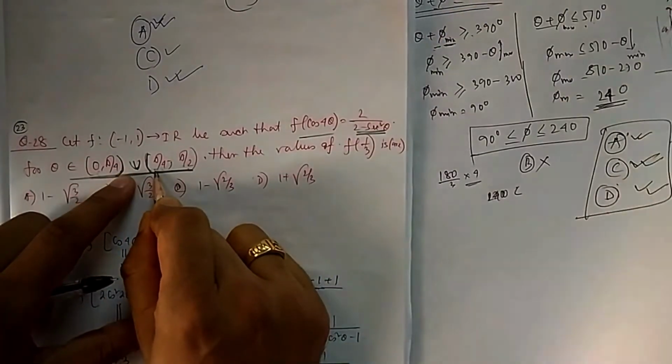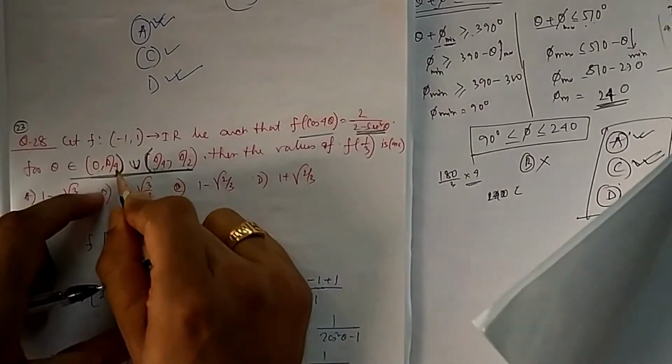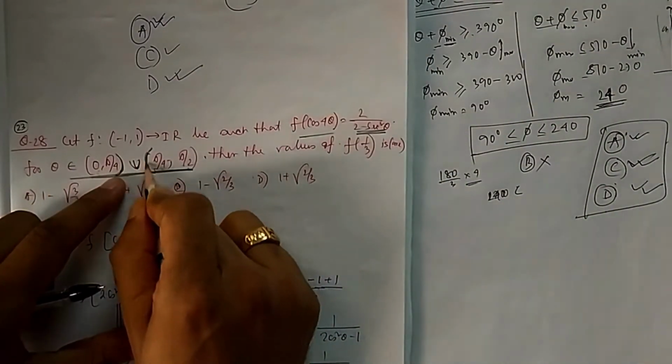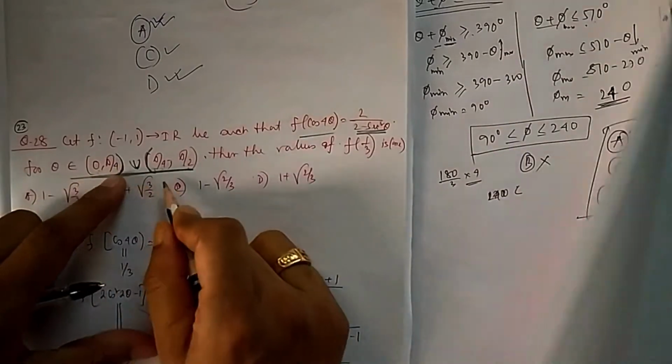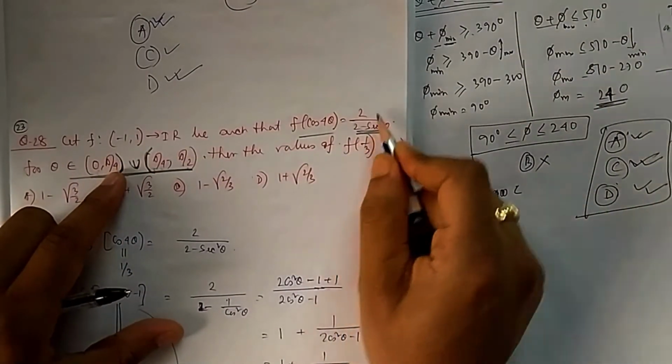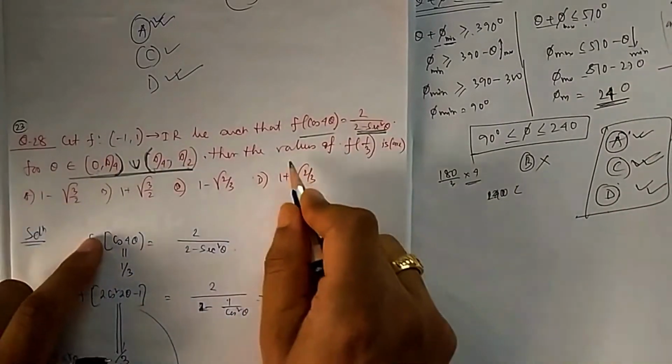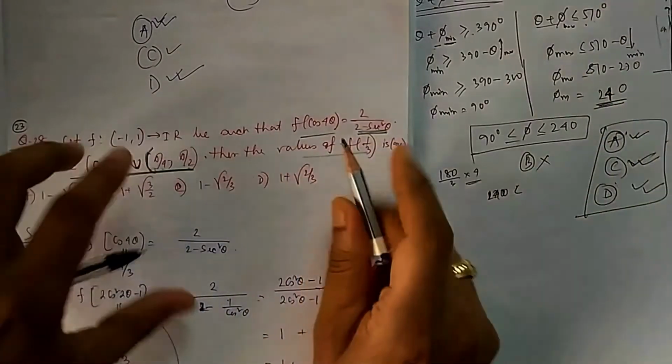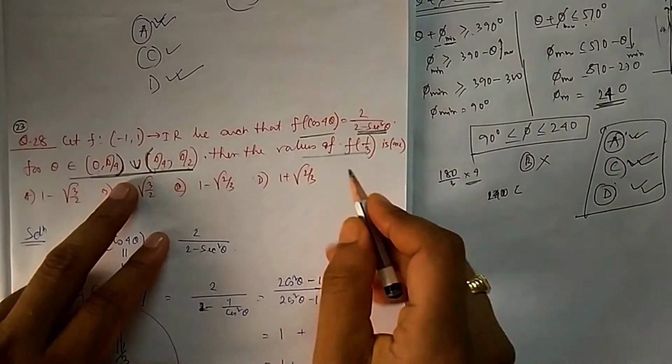They have broken it at pi by 4, and pi by 4 is not included, that's why it is an open bracket. It is not a closed bracket. So pi by 4 you cannot include, because if you put pi by 4, then it will be 2 minus 2, 0. It will be undefined. That's why they have given it this way. But it means theta is lying between 0 to 90 except 45.